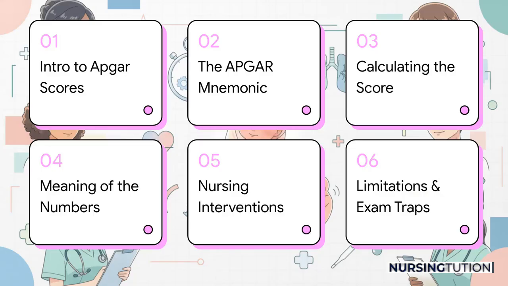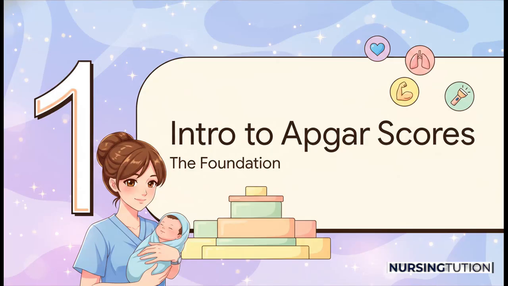Here is our roadmap for today's explainer. We'll start with an intro to APGAR scores, break down the APGAR mnemonic itself, learn how to calculate the score, and then decode the meaning behind those numbers. Finally, we'll wrap up with the crucial nursing interventions, plus the limitations and exam traps you need to dodge on test day. Let's start with part 1, Intro to APGAR Scores, and lay down our foundation.